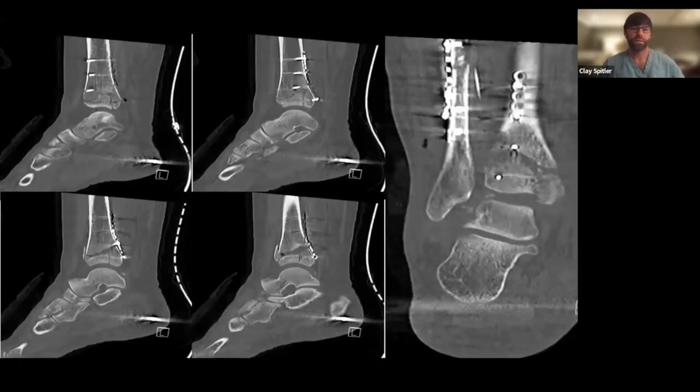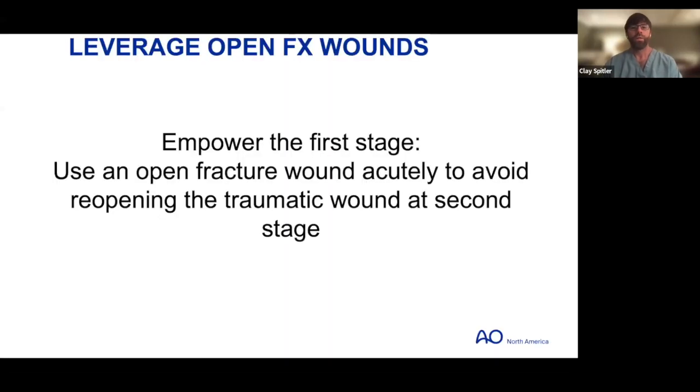And here's what that looks like on the post-op CT scan. So, reasonable job, a little bit of metaphyseal impaction there, but the joint is really lined up pretty well. And this is going to make stage 2, I won't say easy, but easier than it would have been otherwise.